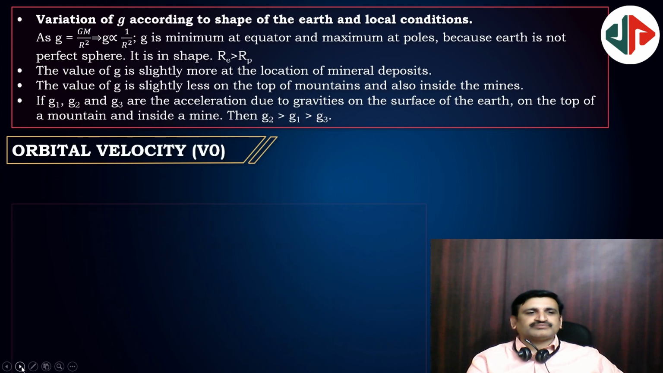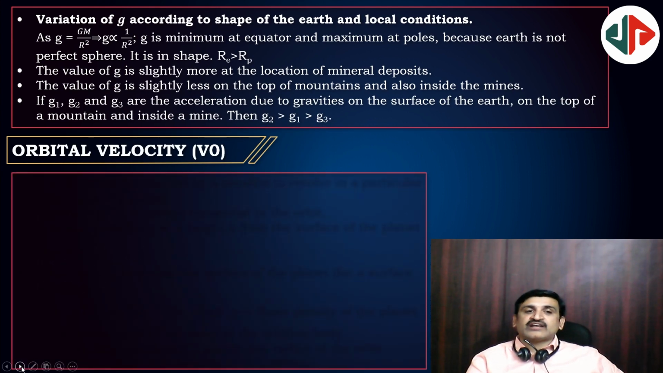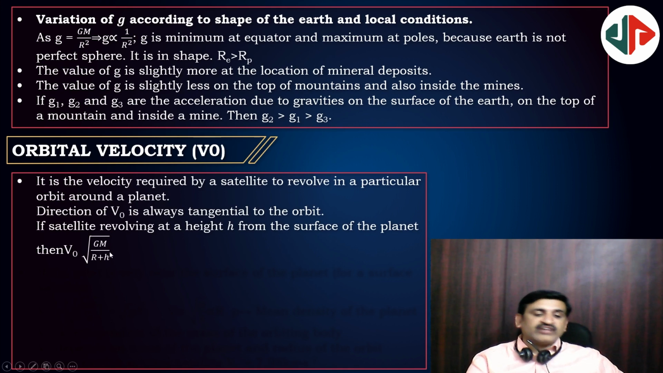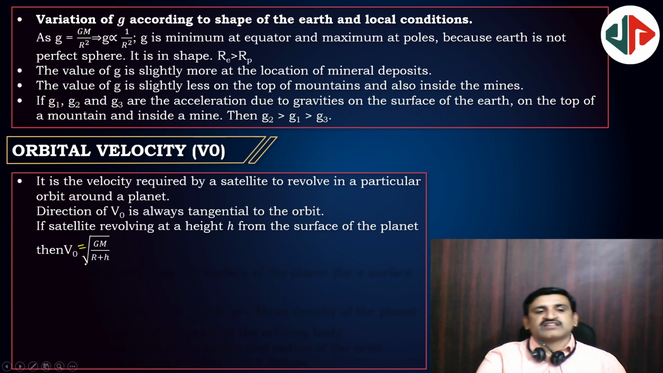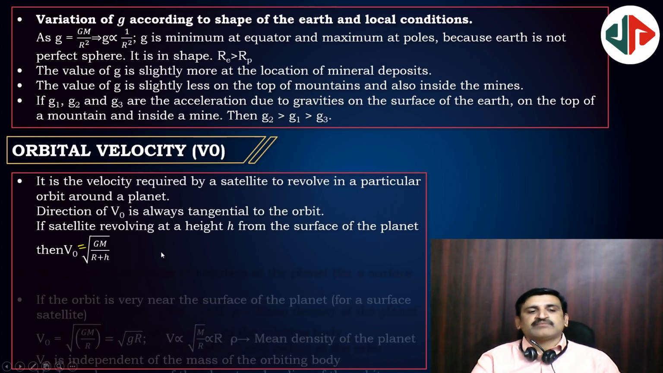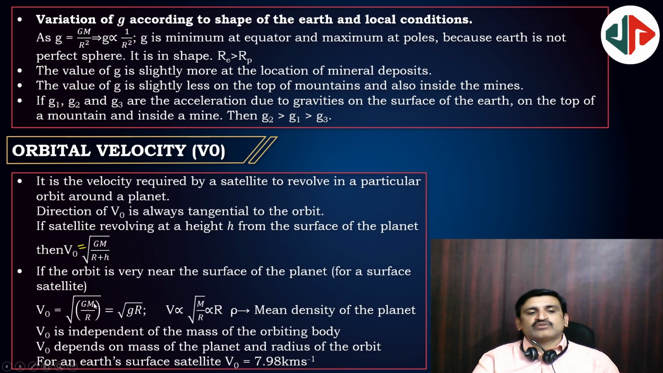Next, orbital velocity v_0. What is the orbital velocity formula? v_0 is equal to root over GM by (r plus h). Orbital velocity equals root over GM by r for a surface satellite. Surface satellite means the height is very small, then h can be neglected, then it will be GM by r, that is root g r. This is only for a surface satellite. Its value is 7.98 kilometers per second, not kilometers per hour, kilometers per second, remember. Simply, you can take it as 8.